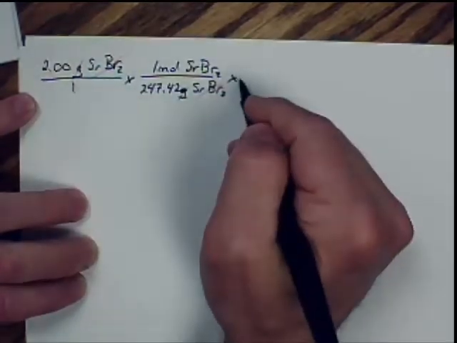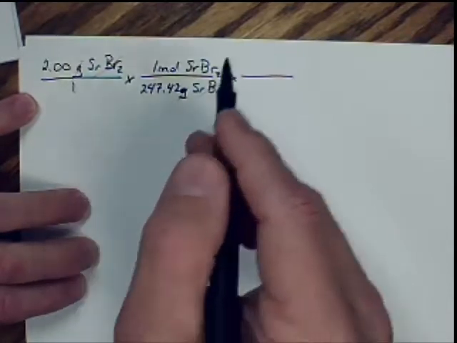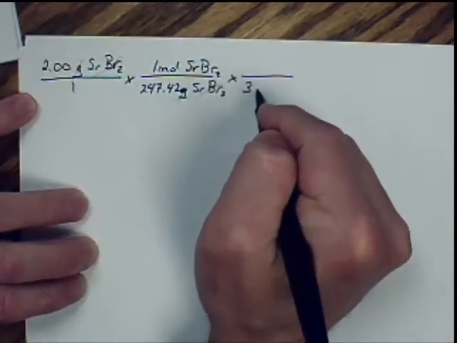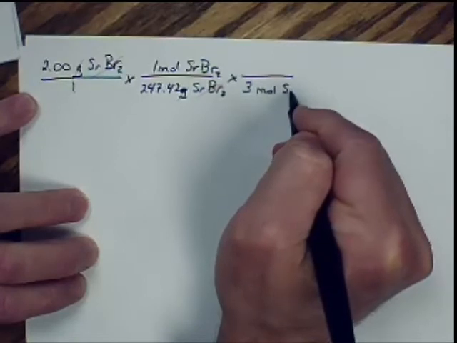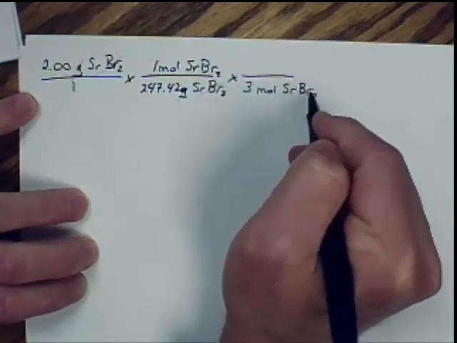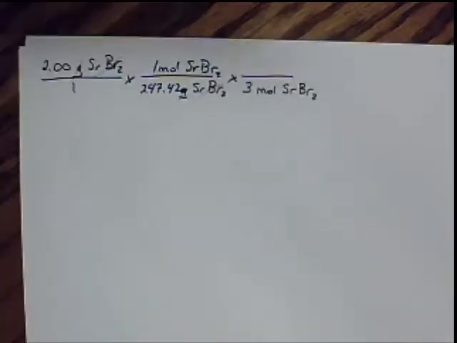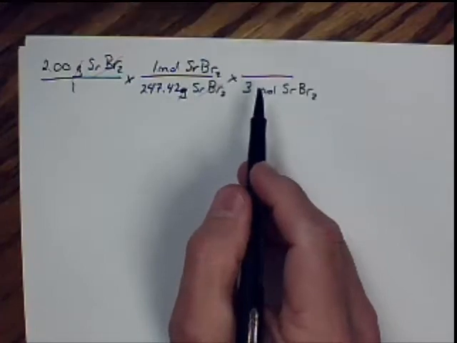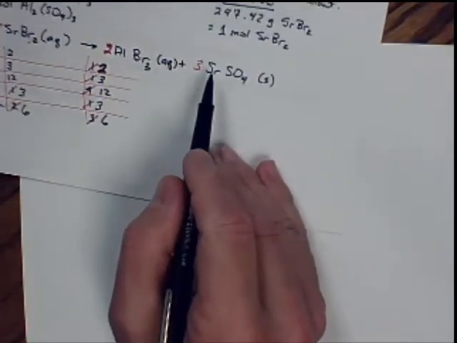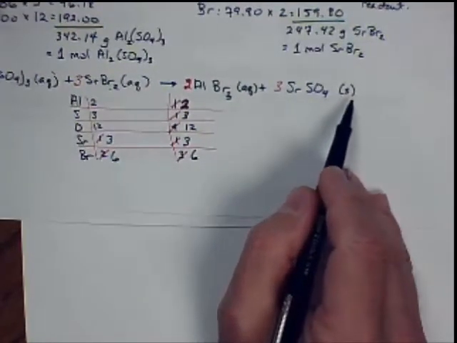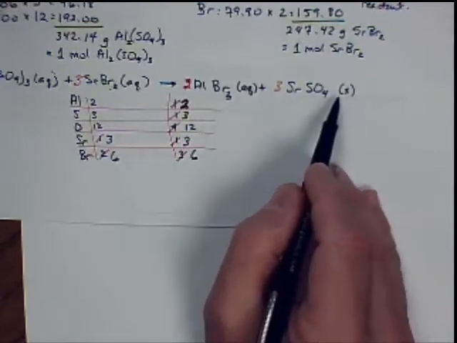We're going to do the molar ratio now. The 3 moles of strontium bromide stays the same. We need to look at the balanced chemical equation and figure out how many moles of the solid product we're going to need. And so here's the solid product, strontium sulfate. There's 3 moles of that as well. So we're going to put 3 moles of strontium sulfate on the top.